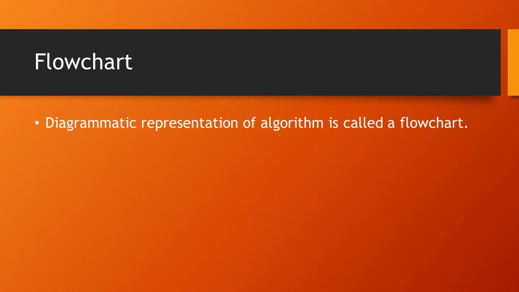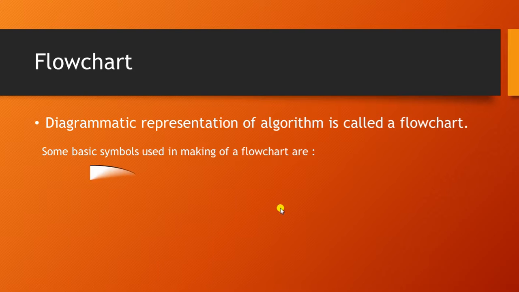Let's come to the next thing. Once your algorithm part is over, the programmer comes to the part of the flowchart. So what is a flowchart? Diagrammatic representation of an algorithm is called a flowchart. Some basic symbols are used. We are saying it is a diagram, so some basic symbols are to be used to make a proper flowchart. The first thing is always start and the last is always stop.